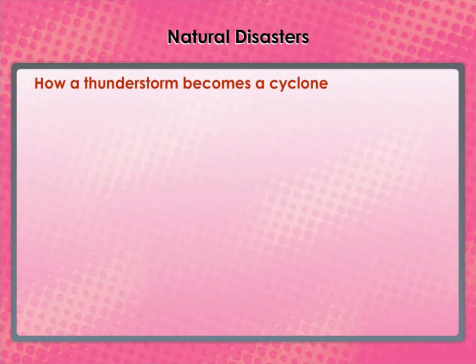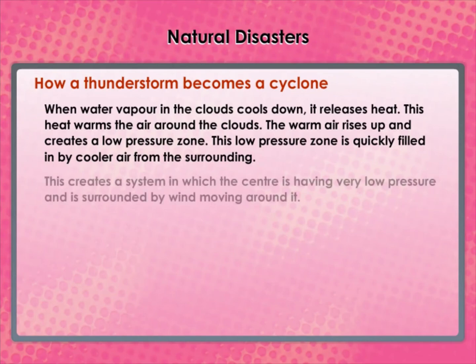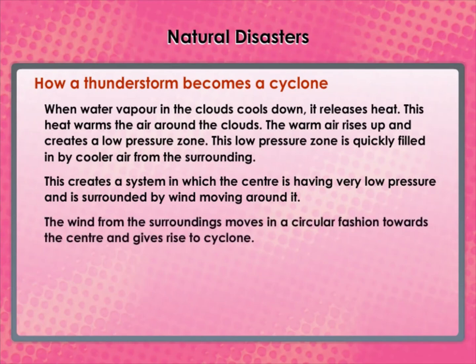How a thunderstorm becomes a cyclone. When water vapor in the clouds cools down, it releases heat. This heat warms up the air around the clouds. The warm air rises up and creates a low pressure zone. This low pressure zone is quickly filled in by cooler air from the surrounding. This creates a system in which the center has very low pressure and is surrounded by wind moving around it. The wind from the surroundings moves in a circular fashion towards the center and gives rise to cyclone.